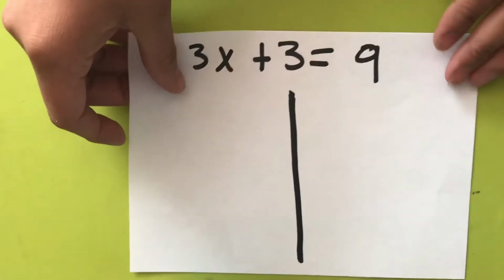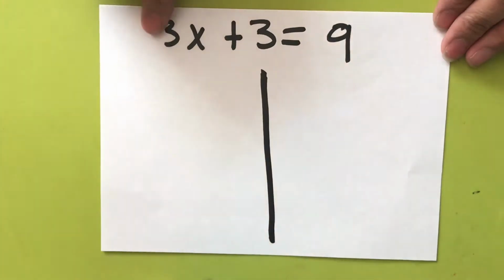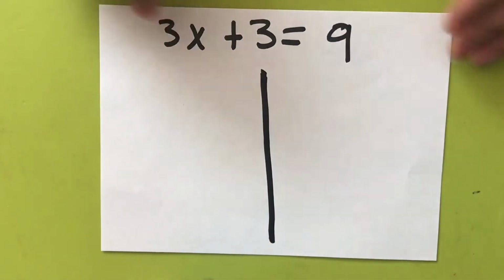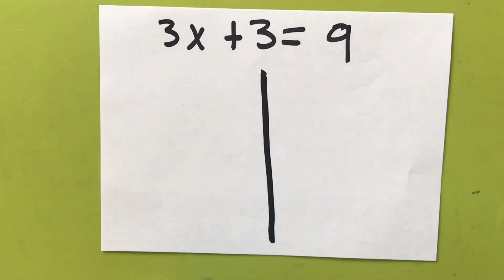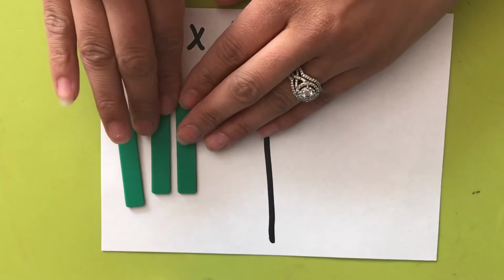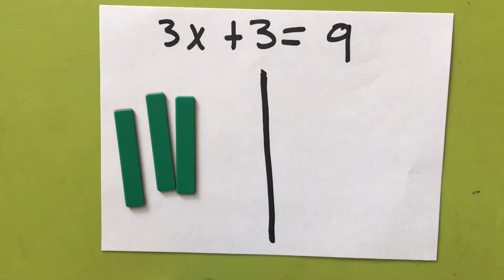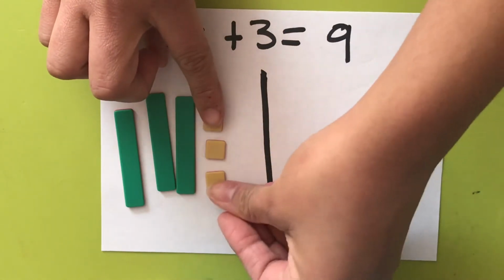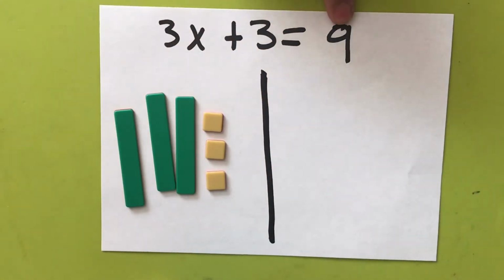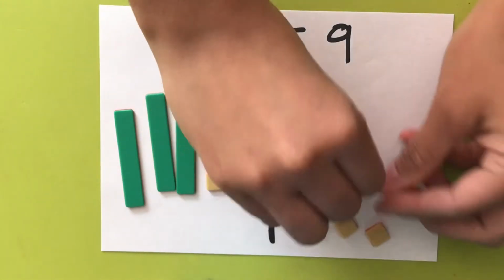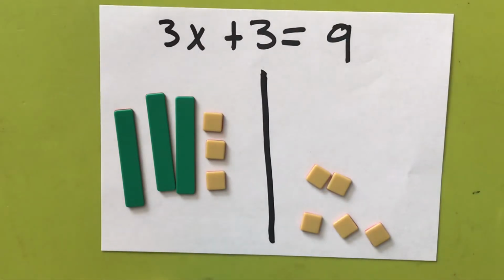Let's use our algebra tiles to solve this equation for x. 3x plus 3 equals 9. So 3x will be represented by 3 green bars. 3 will be represented by 3 small yellow squares. And 9 will be represented by 9 small yellow squares.